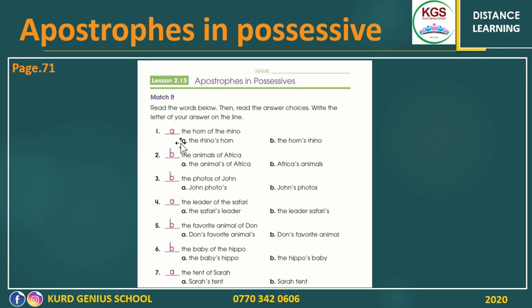Number one, the horn of the rhino. Let's find out the possessive for this one. Is it letter A, the rhino's horn, or B, the horn's rhino? Of course, it's letter A, the rhino's horn, because we are talking about a horn of a rhino. So it is gonna be the rhino's horn.